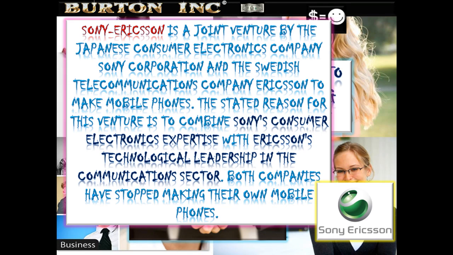The two firms got together, formed this joint venture, and both companies actually stopped making their own mobile phones because this joint venture was so successful. Sony still exists in its own right as its own company. Ericsson still exists as its own separate entity, but they have come together and formed a joint venture for the sole purpose of making mobile phones.